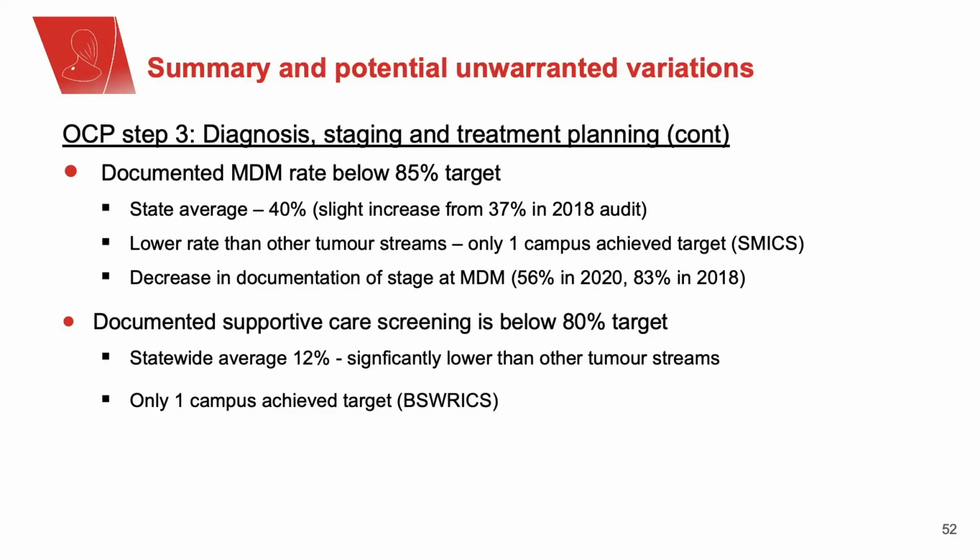And the supportive care screening, which we know is an important part of comprehensive cancer care, is well below the 80% target. The statewide average is 12%, significantly lower than other tumour streams. Only one campus achieved the actual target, which is, as you can read.